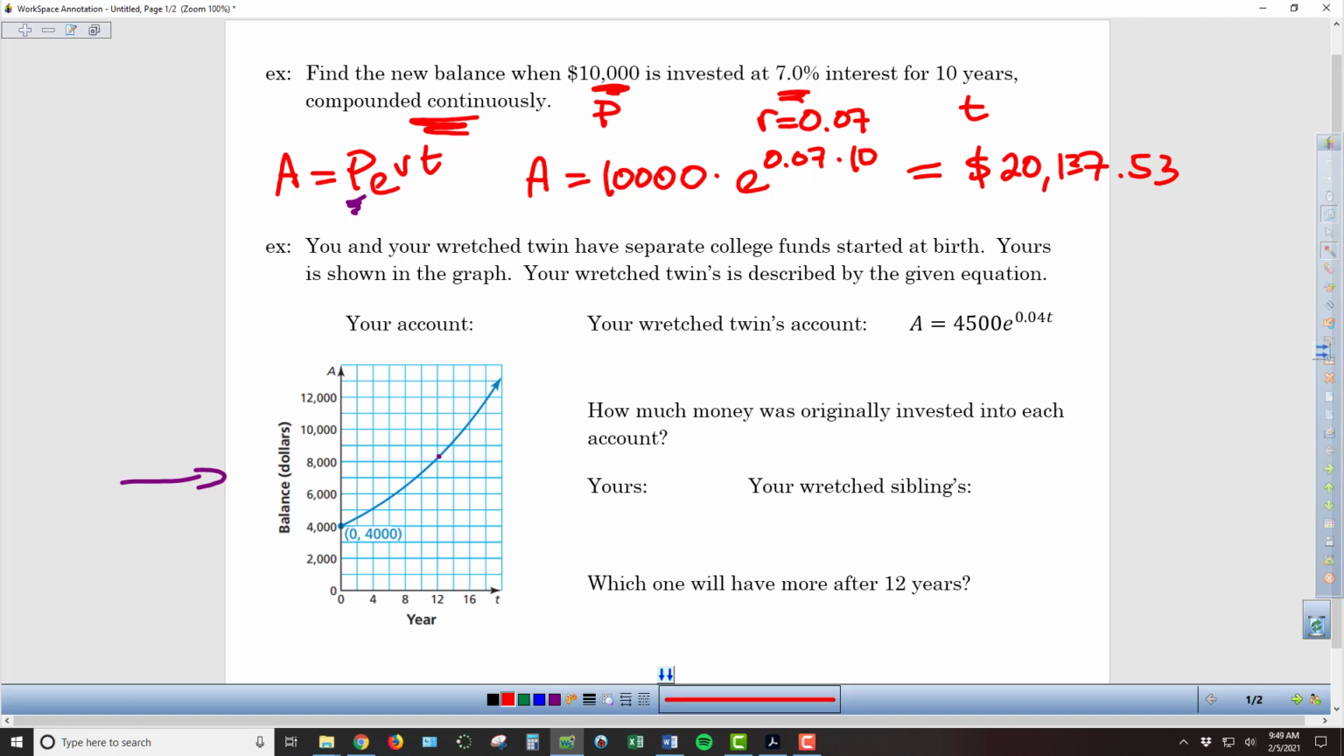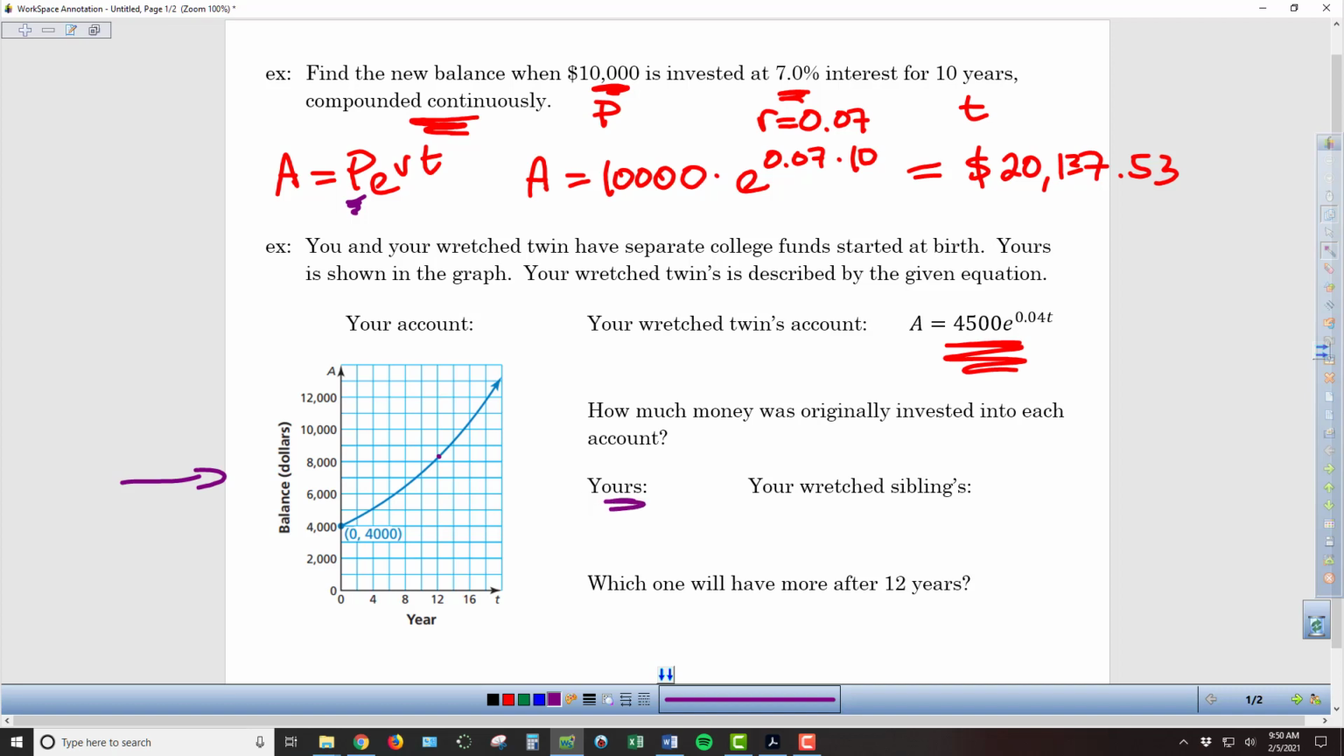In the second example, we're looking at a comparison between what you have in your college account that's described by the graph here, and your horrible twin sibling whose account is described by the equation given here. So we're going to be jumping back and forth between these two, reading from the graph and then using the equation. So the situation is you both have college funds that are started when you were born. One is described by the graph, that's yours, and your sibling's is by the equation that's highlighted there in red.